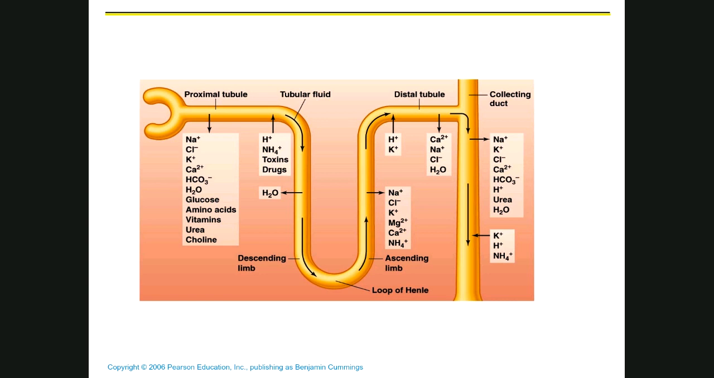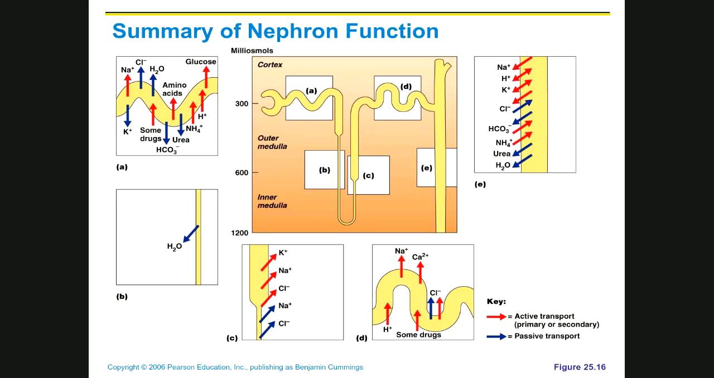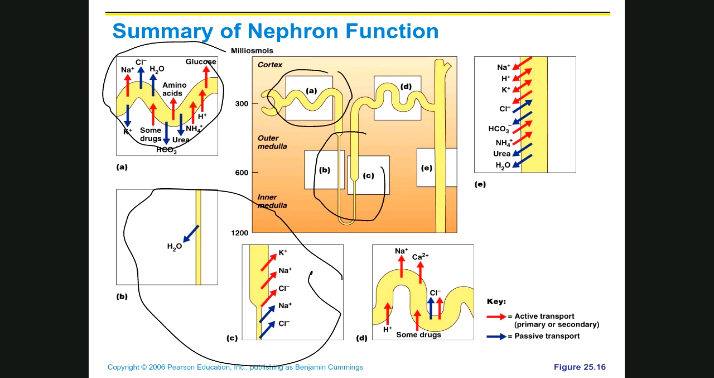Here's another picture, the same thing as the last one. And if you split up the nephron, you can see what's happening in each one. So again, there's our proximal convoluted tubule. This is what happens. There's the loop of Henle. This is what happens. And then there's the distal convoluted tubule and collecting duct. And this is what happens.